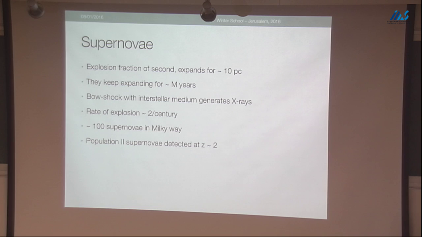They can keep expanding for a million years, and the reason we know a lot of this information is that when they explode, they create a bow shock with the interstellar medium, and that creates X-rays that can be detected and measured. The rate of explosion is about 2 per century, and we are counting on the order of 100 supernovae in the Milky Way. We haven't detected any supernovae coming from population 3, but some population 2 supernovae have been detected, about 2. So I'll show you a picture.